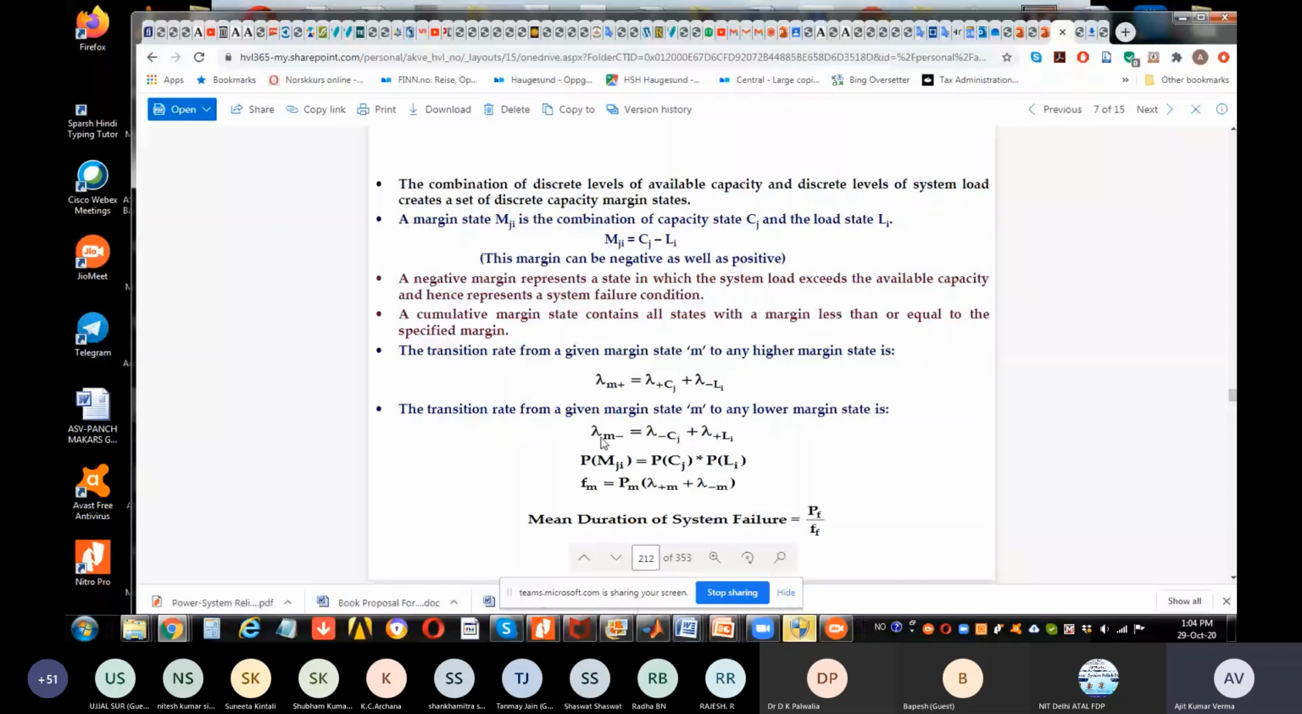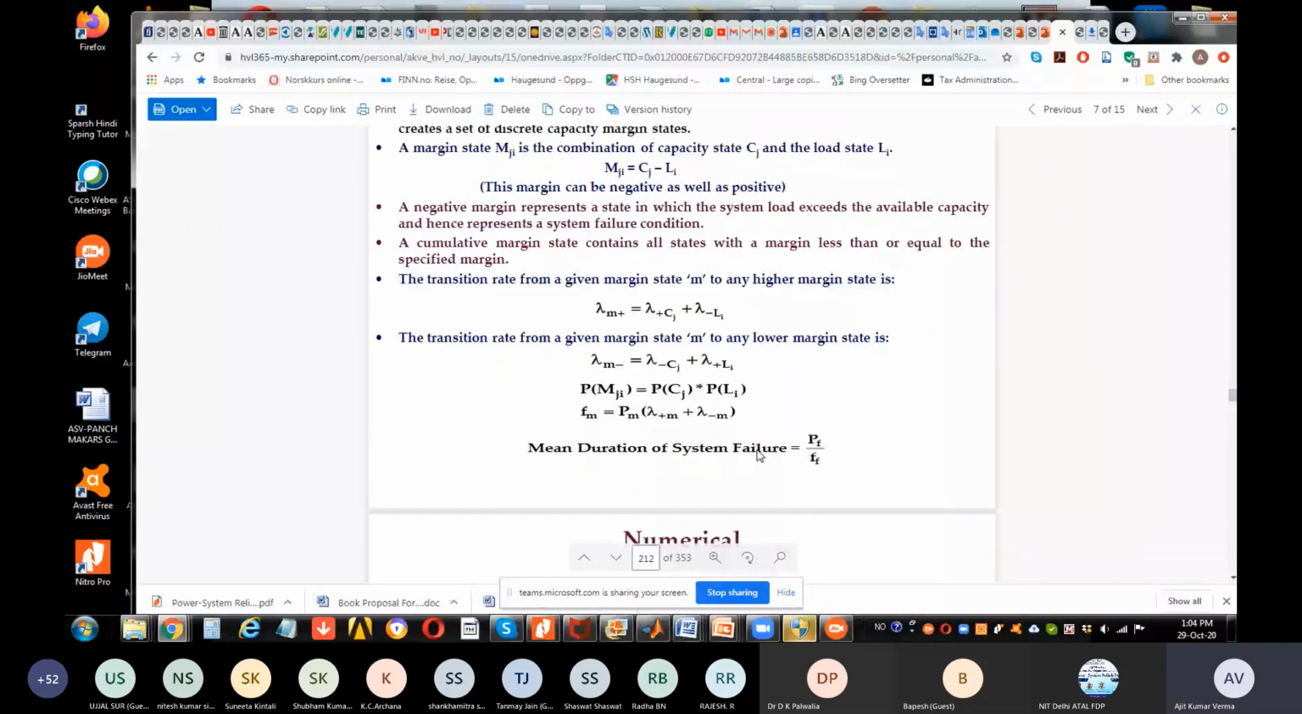Okay, and so we have been able to find out these transitions from the margin state to higher margin states and lower margin states. What about the state probabilities of those margin states? That's simple. That's multiplying the two probabilities, the probability of those state capacities and the probability of the load. What about the frequency? Frequency is the probability of the margin state, which we have just calculated, multiplied by the sum of the departures from that state. So that's lambda plus m plus lambda minus n. This is the frequency, this is the probability, and these are the transitions to higher margin and lower margin.